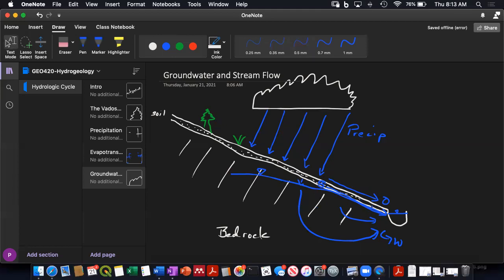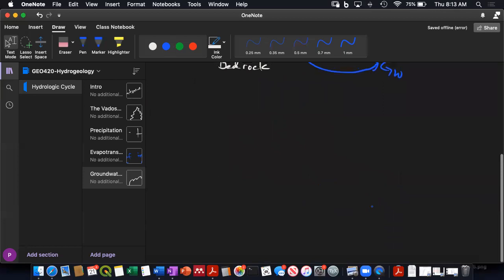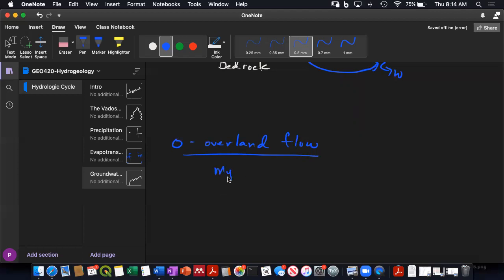So, to give you guys a bit of a conceptualization of this, first of all, let's just talk about overland flow for a second. And it's a mythical creature. It does exist, but it's hard to find.